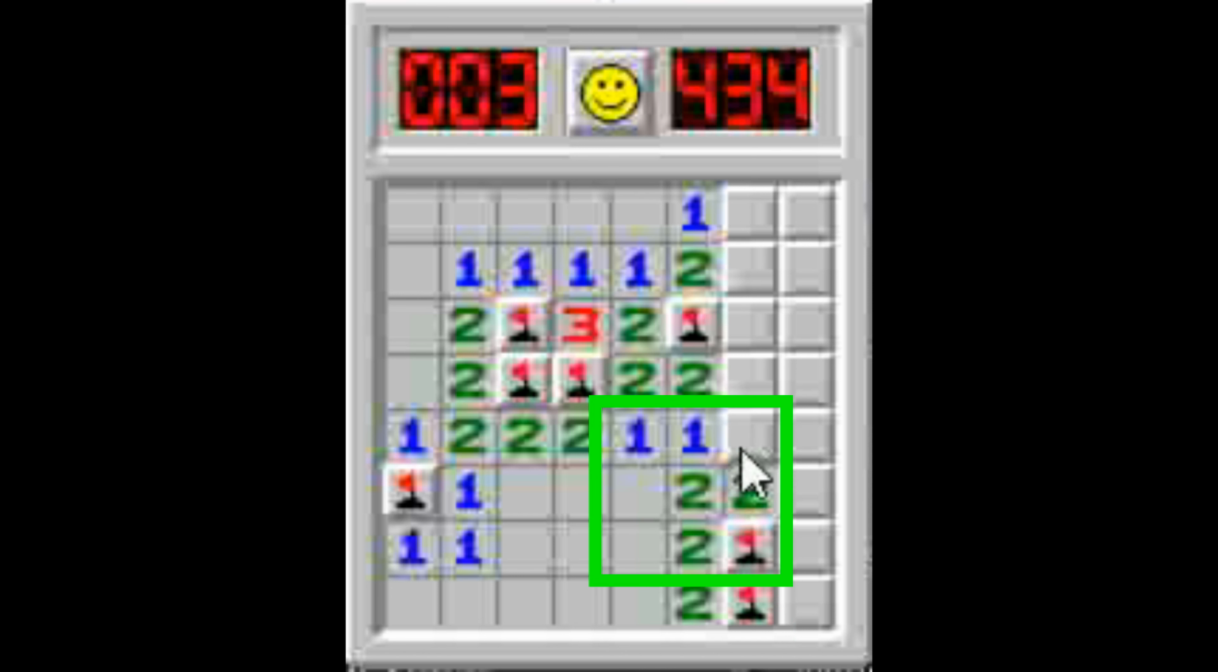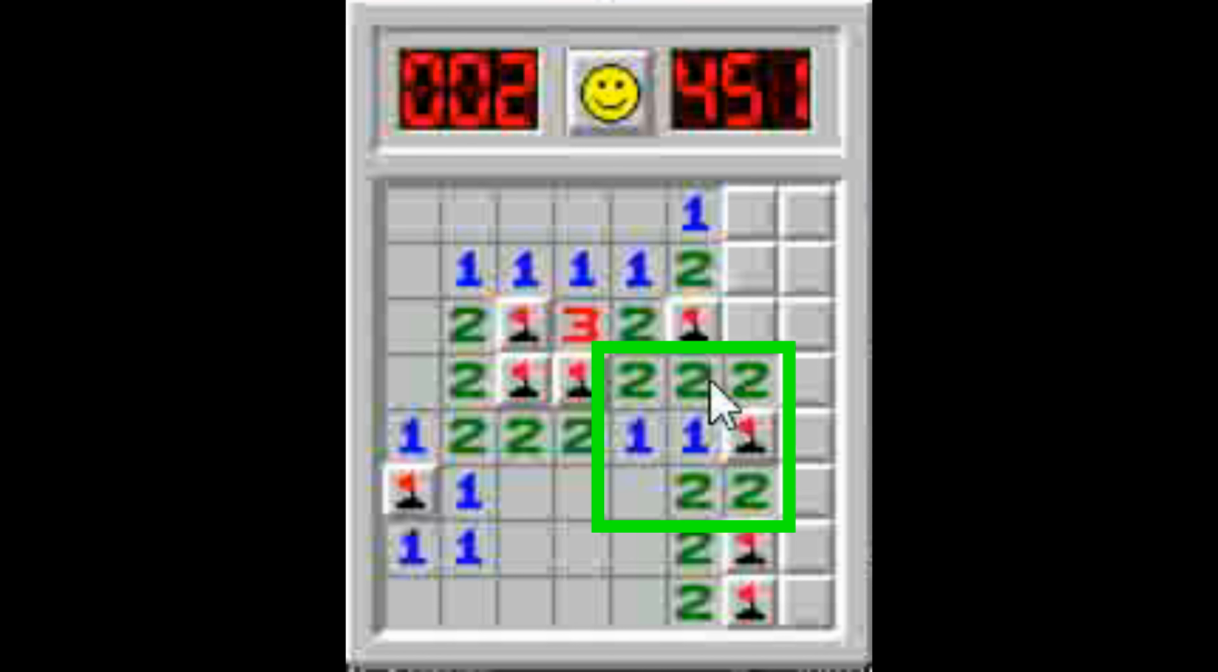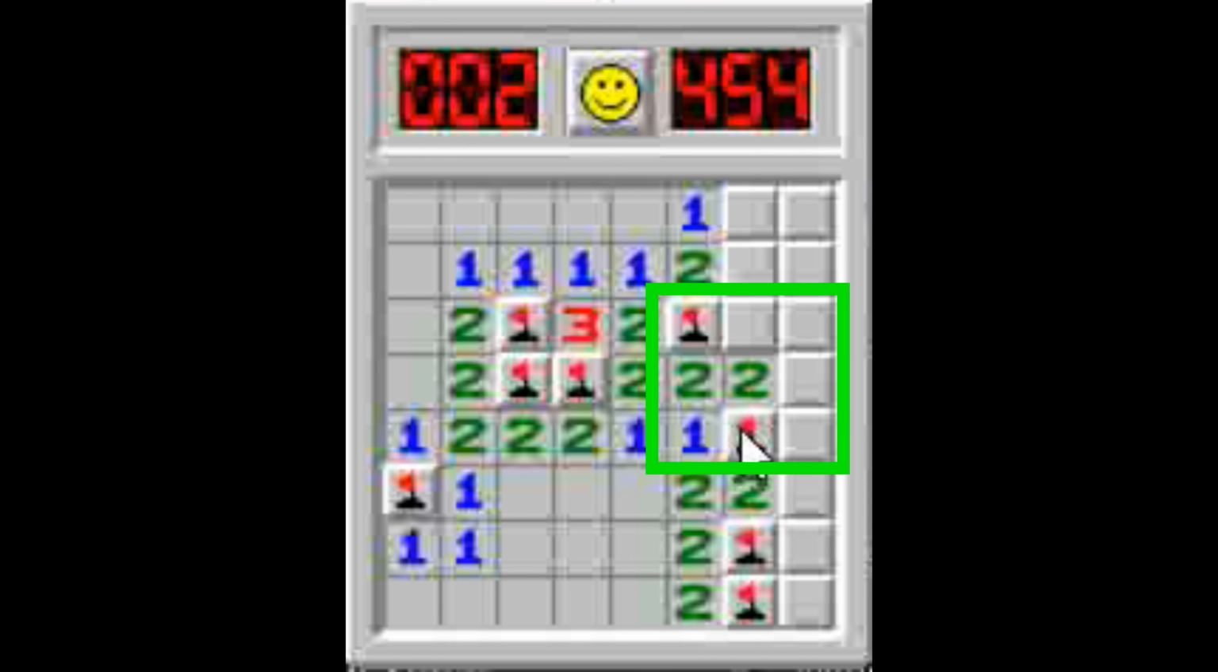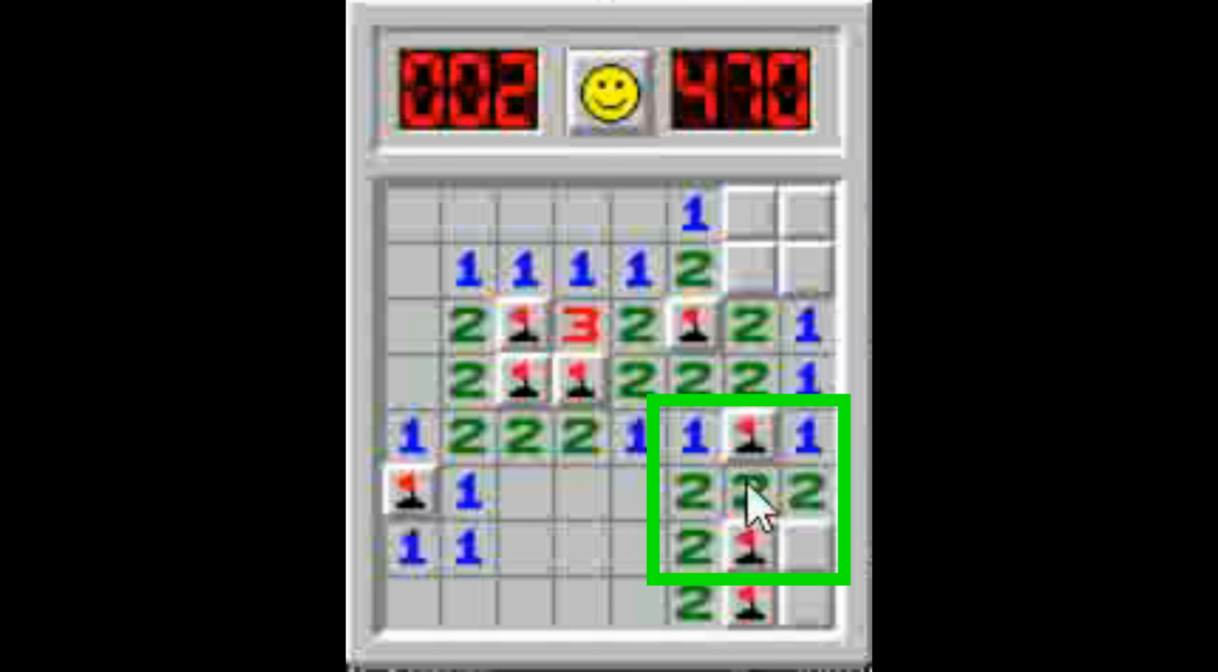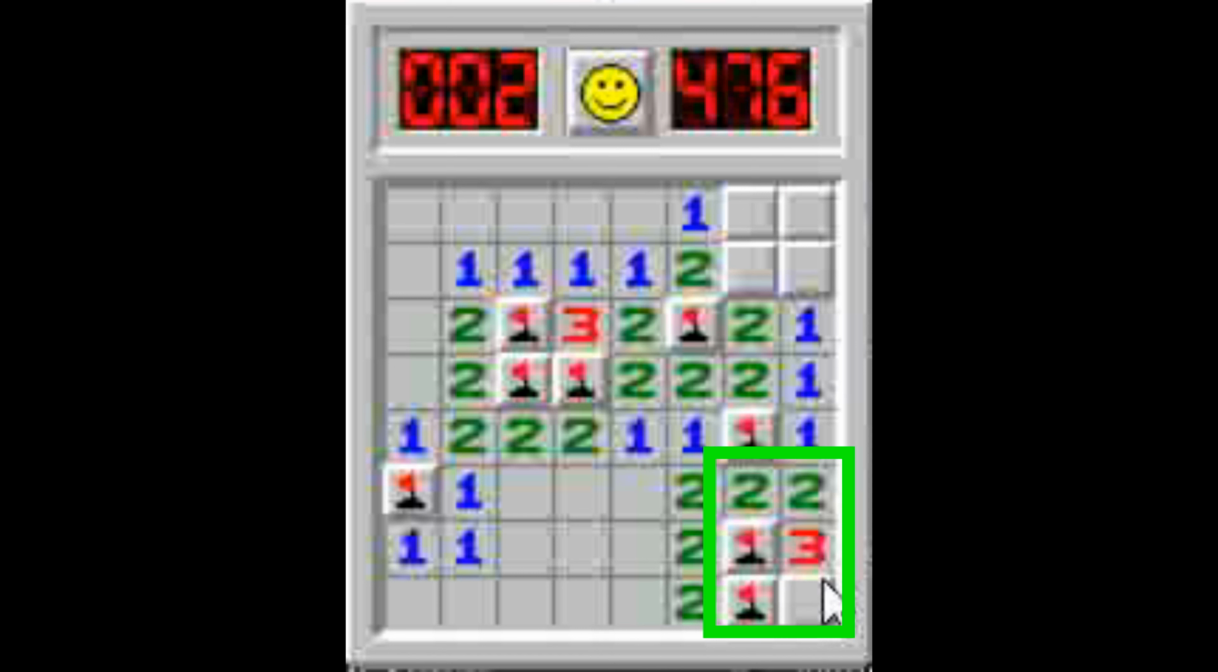So this one has to be a mine because again there's a 2 here in the middle, there's 1 mine here, so the second mine has to be here. And now this mine satisfies this 1, so this cannot be a mine. This 2 gets satisfied by these 2 mines, so all of these are not mines. 1, 2, 3, and 4. This 1 is satisfied by this mine, so this cannot be a mine. This 2 is satisfied by these 2 mines, so this cannot be a mine. And there's 3 here, and there are only 3 unexplored boxes, so this has to be a mine.